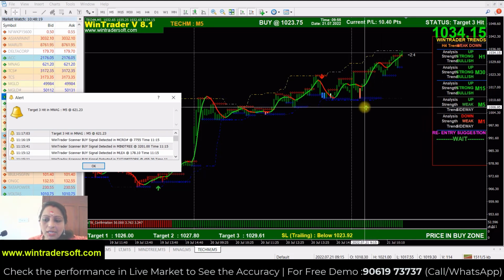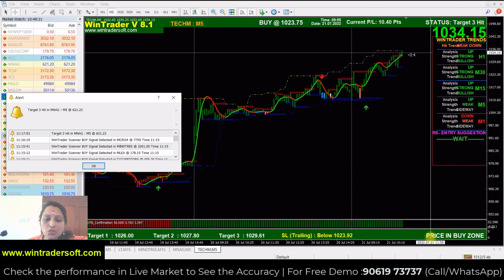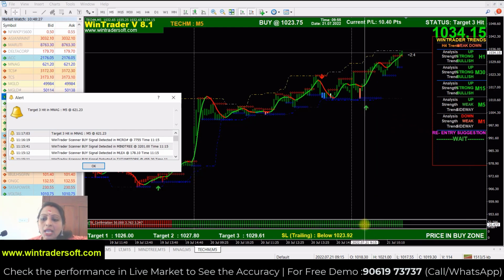If it is a buy signal, below you can see the price should be in the buy zone. It will show here like price in buy zone. And the second confirmation, below the arrow there is a bar. That is our confirmation bar. The bar should be in the same color as the signal. If it is a buy signal, then it should be in green color. If these two confirmations are okay, that means the signal is confirmed, then you can directly take that position.